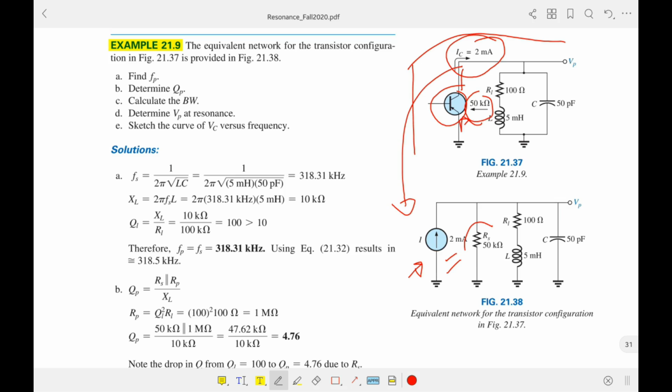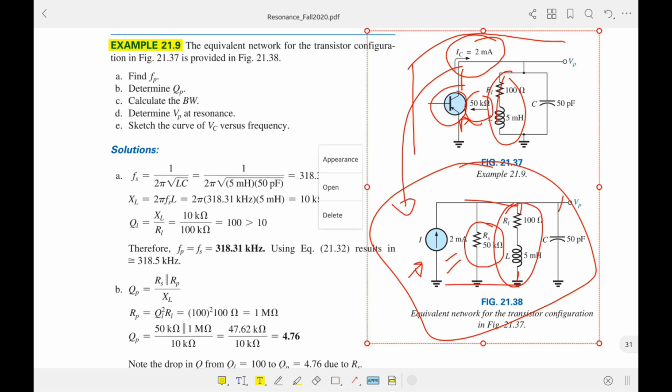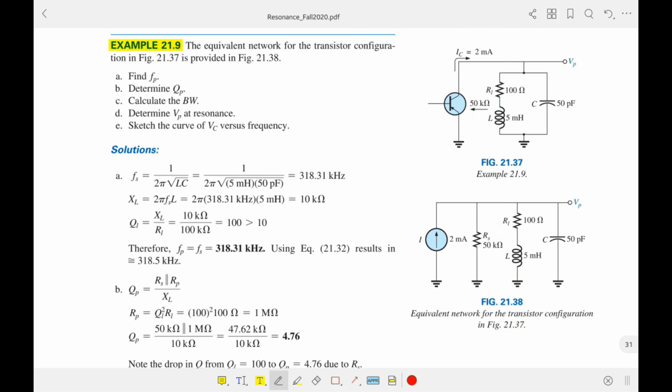So you can have a source resistance in parallel with the current source, which is 50 kilo ohm, and this branch you can write just like this: RL and C are in series, and this is parallel with the other branches. And then we have also the C in parallel. So this is the simplified circuit from which we will calculate the other values that are asked. So first question, find FP.